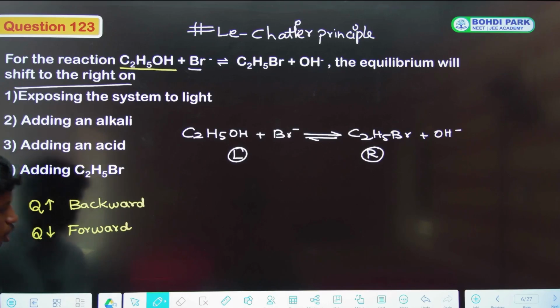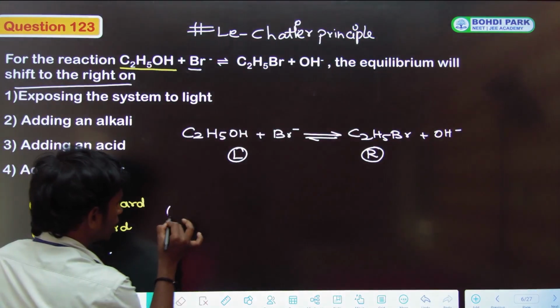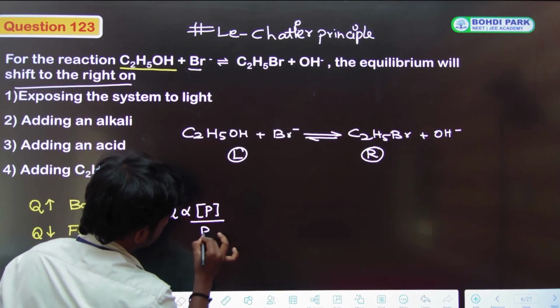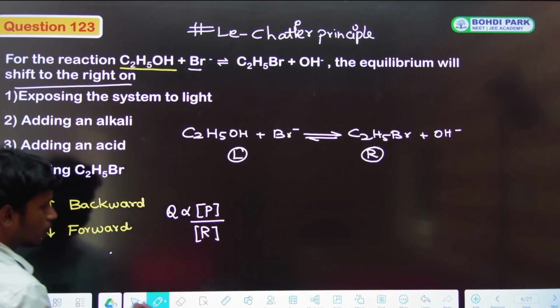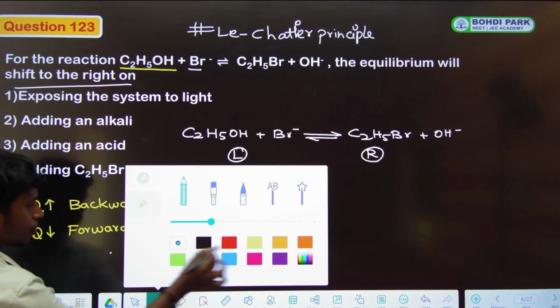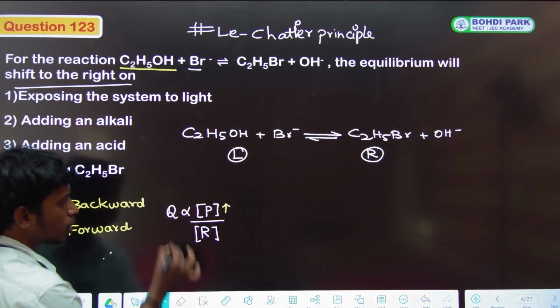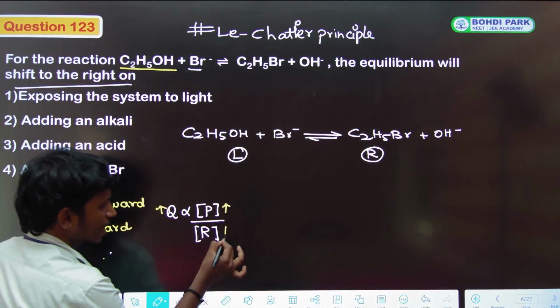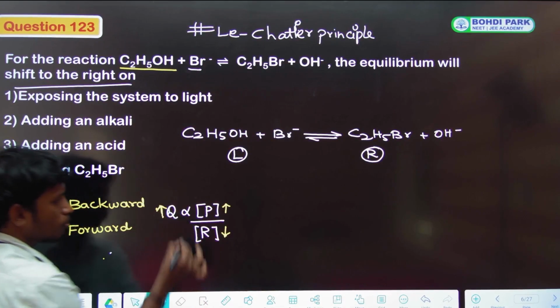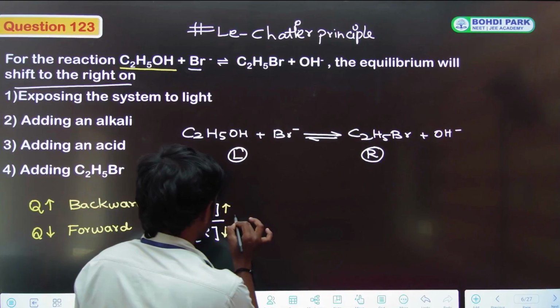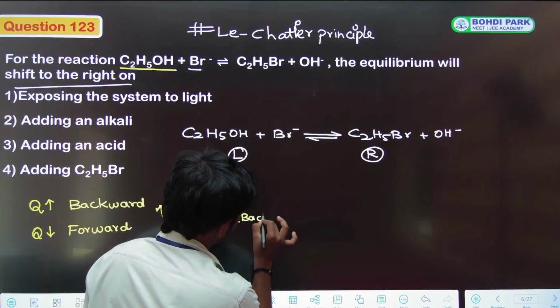எப்பெல்லாம் Q value increase ஆகும்? The formula of Q is that Q is directly proportional to concentration of product by concentration of reactant. ஓகேவா? ஸோ எப்பெல்லாம் Q value increase ஆகுதோ, it means product increase ஆகுதோ, reactant decrease ஆகுதோ, Q value increase ஆகும். So product increase ஆனாலோ, reactant decrease ஆனாலோ, it will move toward a backward direction.